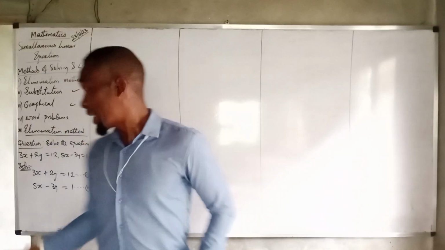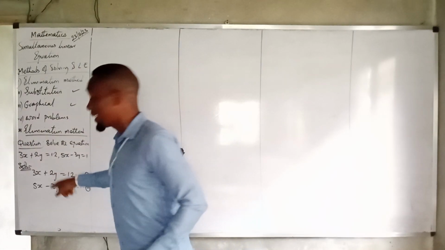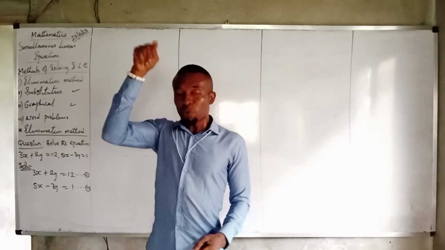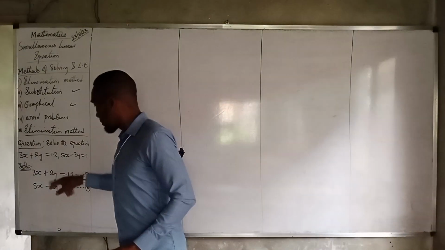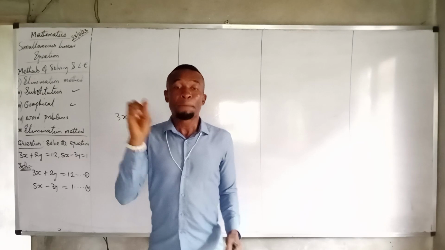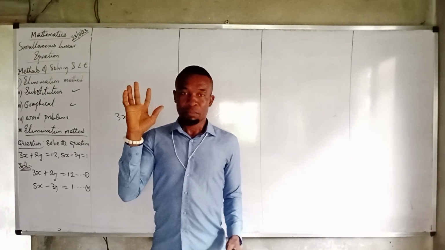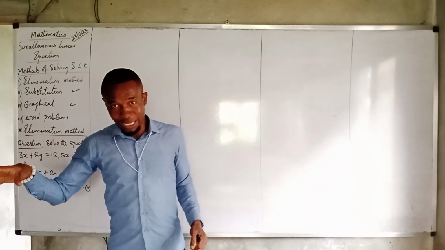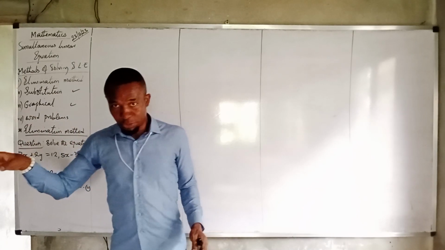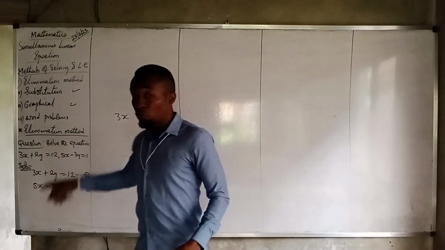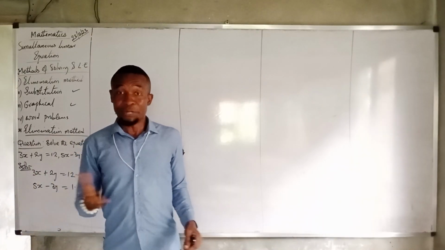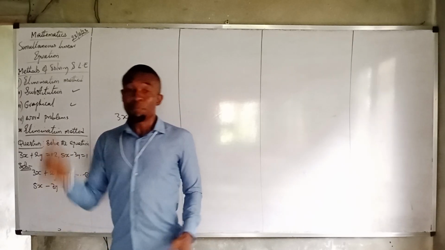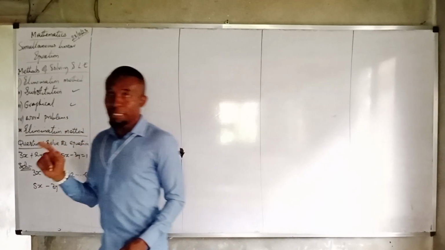For you to eliminate that, you must make sure that the coefficient of the unknown you want to eliminate in both equation 1 and equation 2 must be the same. Because remember, 5 minus 5 is 0, 10 minus 10 is 0, but 3 minus 2 is 1, so you cannot eliminate it.